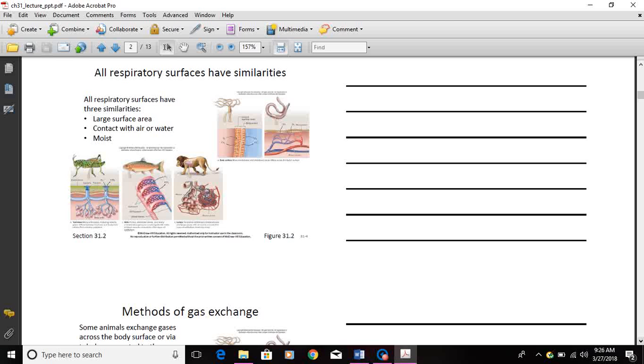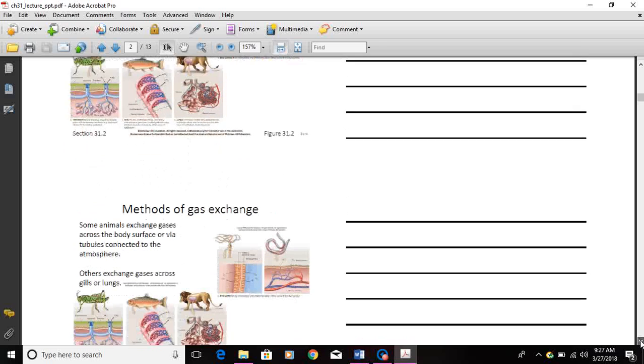They also have to have contact with either air or water, and so that's the medium by which we're exchanging these gases. And then also those gases will exchange with the environment a lot more quickly and more efficiently if they're moist. And so inside of your lungs, there's a lot more humidity than there is on the outside of your body, and that's so that you can exchange those gases more easily.